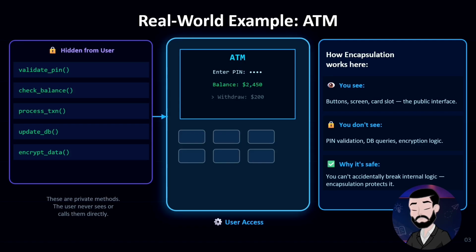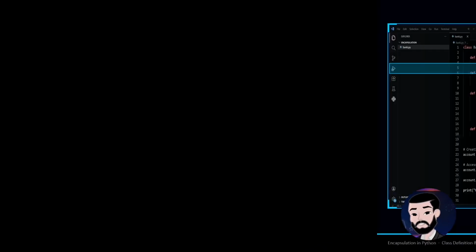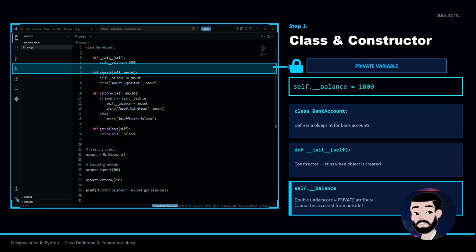Encapsulation helps protect data from accidental modification. It improves security, gives better control over variables, and makes programs easier to manage. Instead of allowing direct access to data, we control how users interact with it through methods, which means fewer mistakes, better organization, and safer applications. Now that we understand the basic idea of encapsulation, let's see how this concept actually works in code, using classes, private variables, and methods. Now let's understand encapsulation using a real Python example.